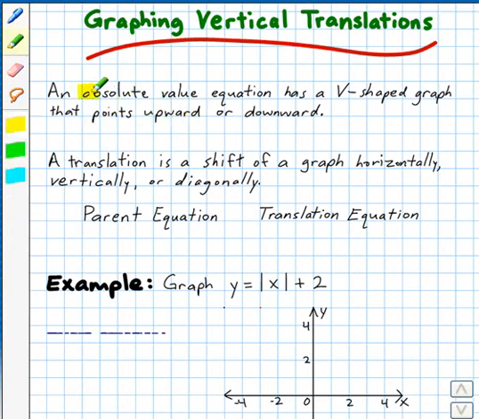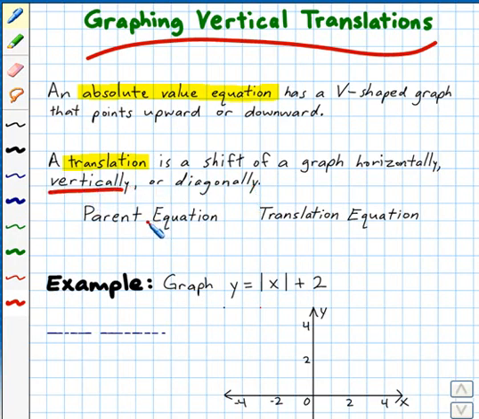First we have an absolute value equation. This equation has a V-shaped graph that points upward or downward. Next we have translation, which is a shift of a graph horizontally, vertically, or diagonally. We will be focusing on vertical translations.